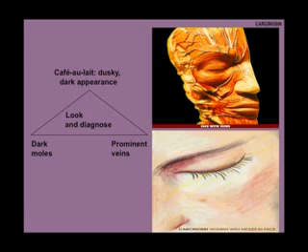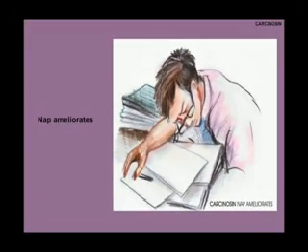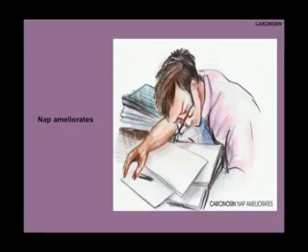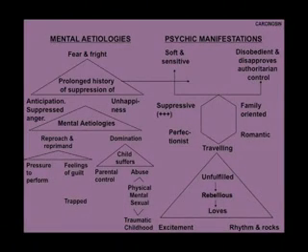The appearance: the café au lait appearance with dark moles and blue sclerotics. And that's how Dr. Foubister described Carcinosin. In Carcinosin, we have nap ameliorates, like we have it in Nux vomica. So the patient is overtired and a short nap makes him better. But this is a very, very important aspect of Carcinosin, and I want you to really understand this.